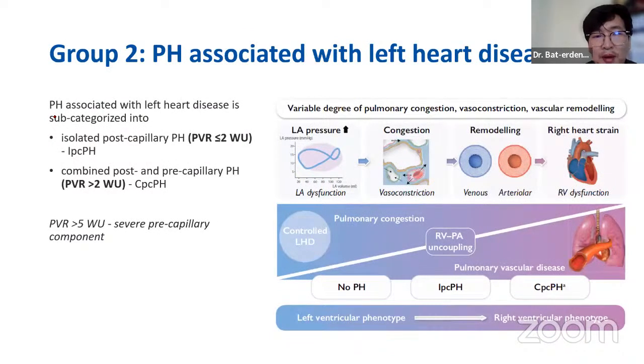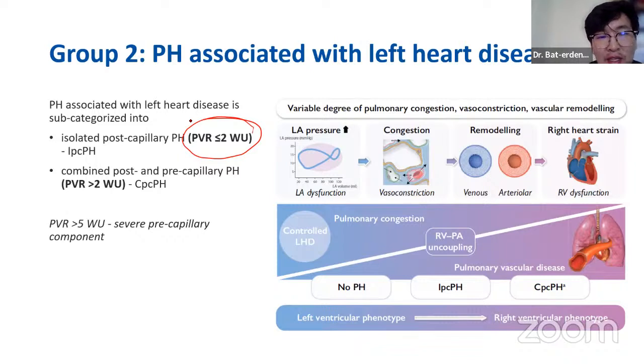Okay, so how about group 2? I think we are all cardiologists, and we are facing a lot of patients with heart disease. Under this guideline, the classification is not changed, but there are two types of pulmonary hypertension related to left heart disease. That is based on the pulmonary vasculature pressure.